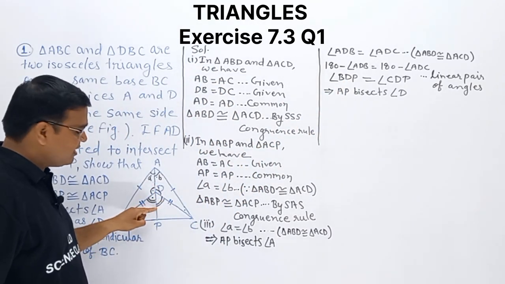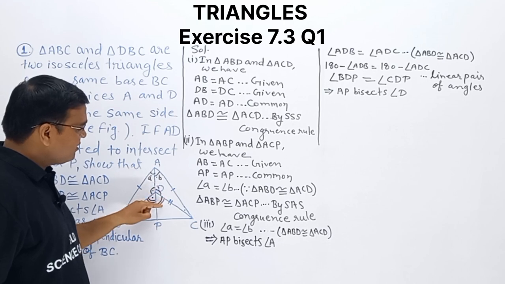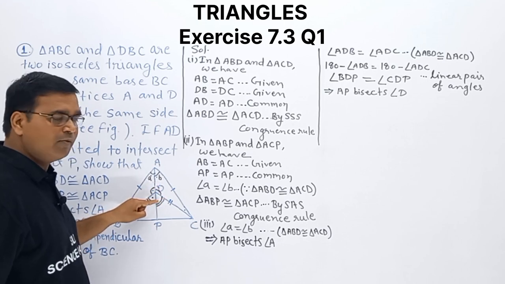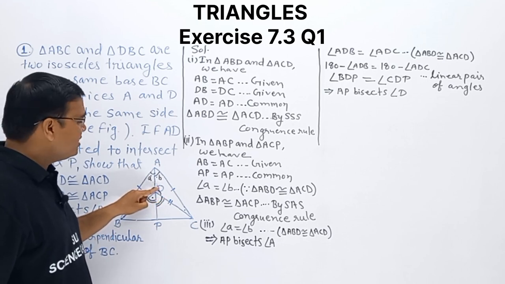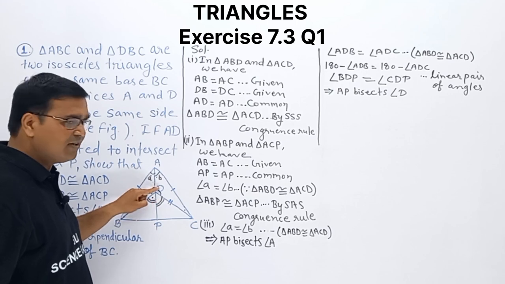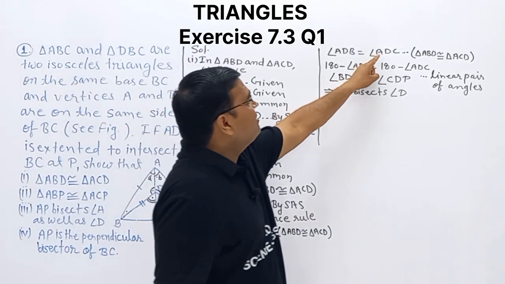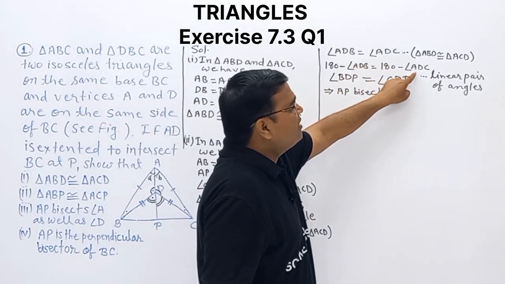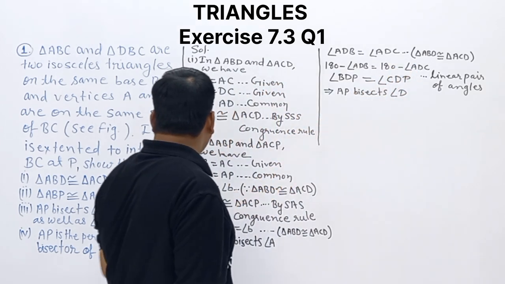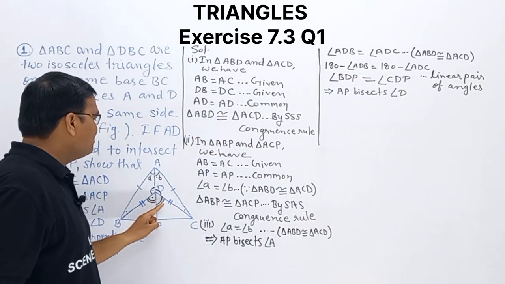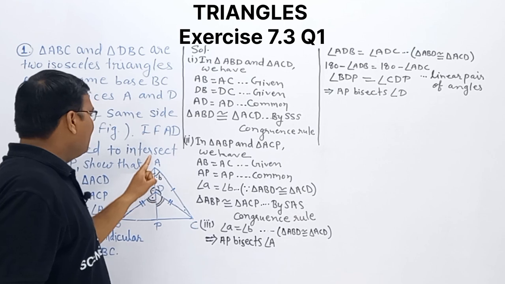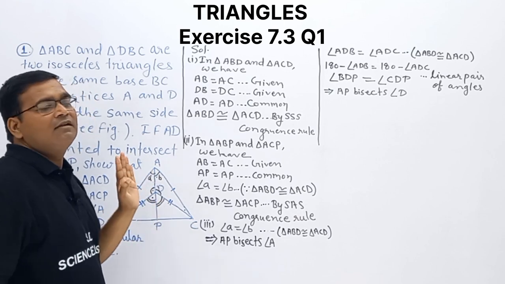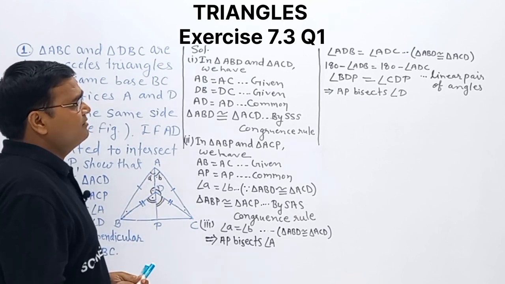Similarly, there is also 180. Again we are getting a total angle of 180. This plus this will be 180. So this can be written as 180 minus this one. So angle ADC can be written as 180 minus angle ADC, and then we are getting this one. So we can say this equals this one. So we can say AP is bisecting angle D also. Clear?